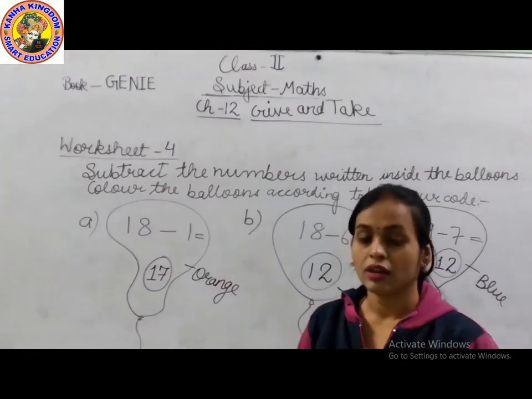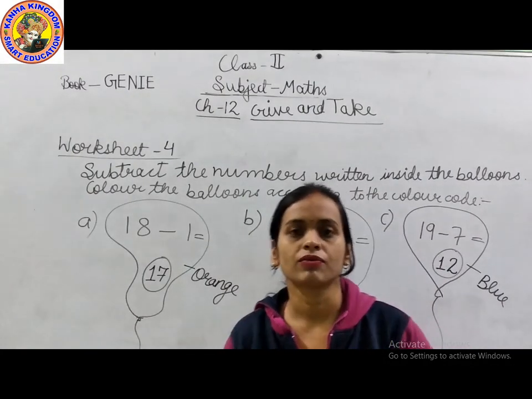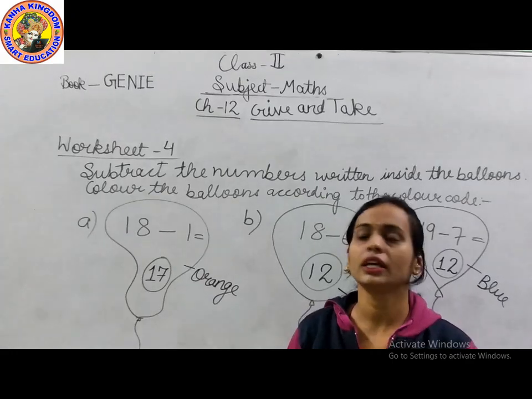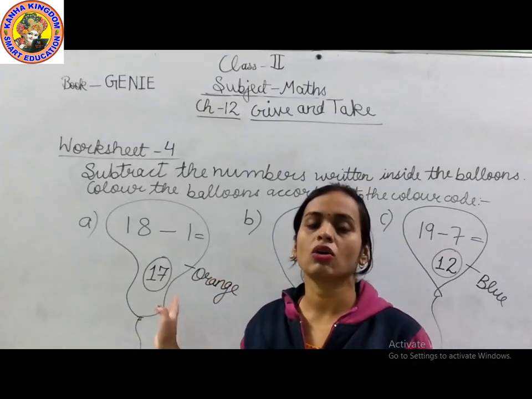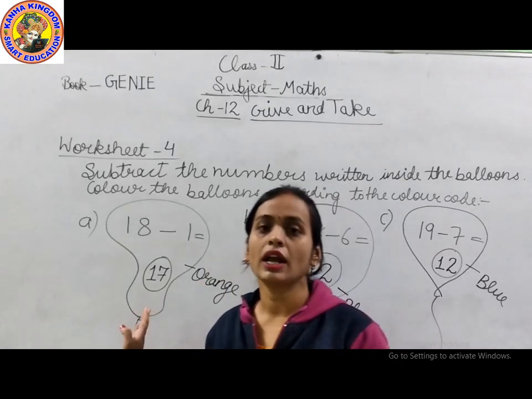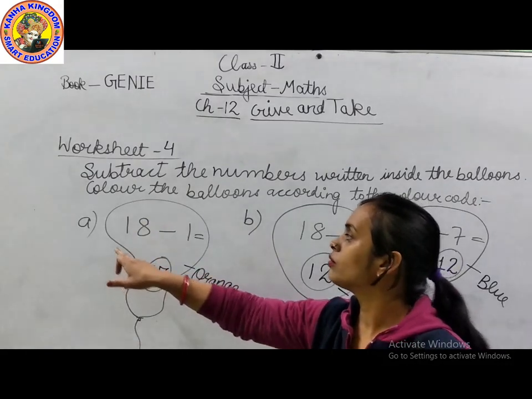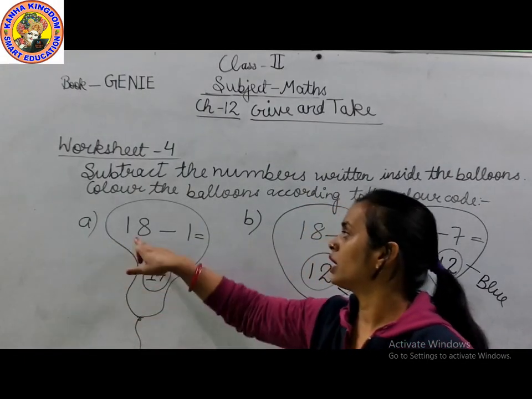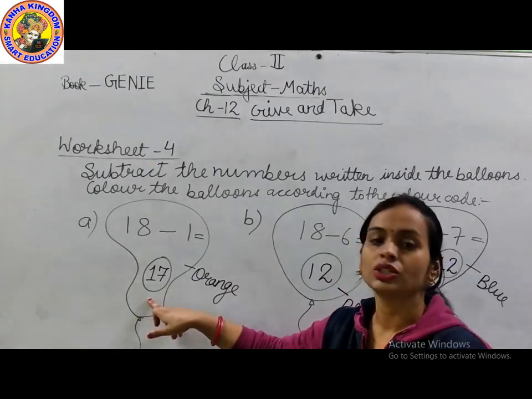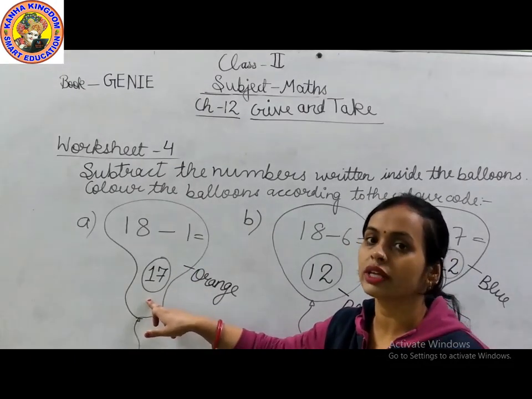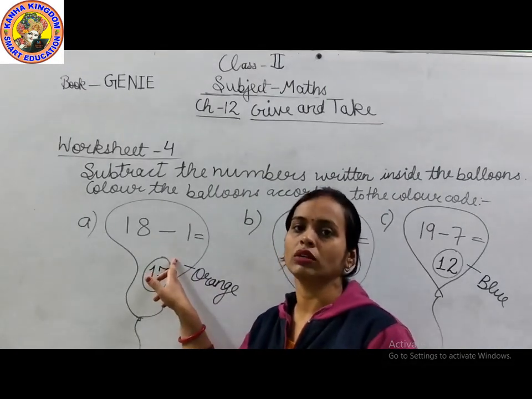Okay. In all the balloons, first you subtract the number, then fill the color according to the answer and use the number code. Means, for example, question A, 18 minus 1 equals 17. So, the 17 color code in your book is orange. So, fill orange color in this balloon.